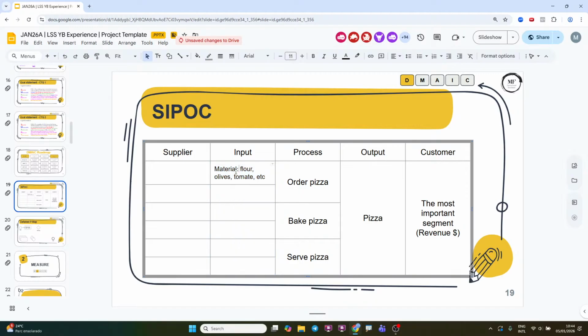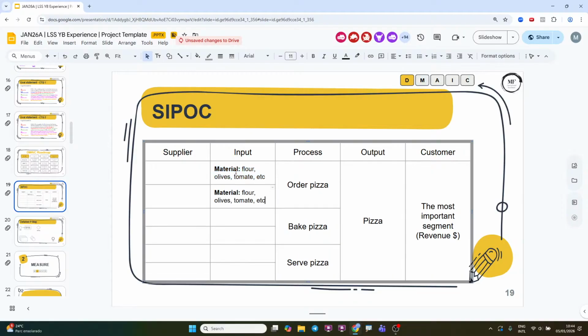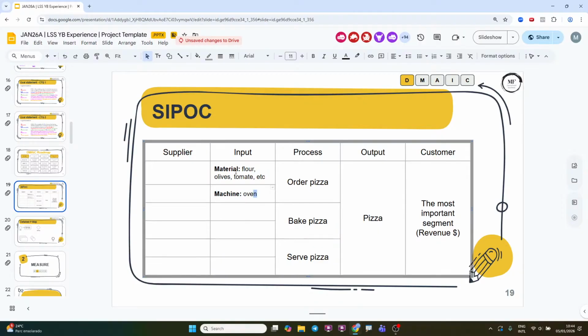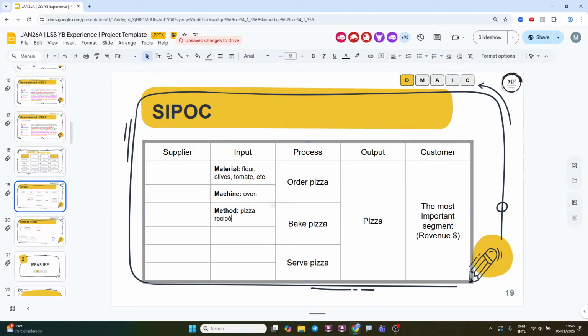So we have material, we have machine. Let's suppose we have an oven. Let's put at least one per category. In order to make a pizza, I have observed that we have method: we have the pizza recipe, and you can put more elements. I am just keeping it as simple as possible, okay guys?